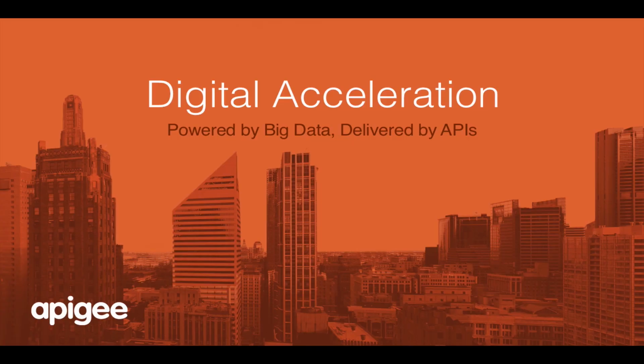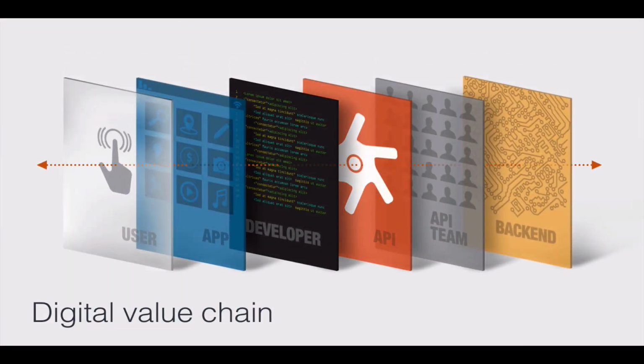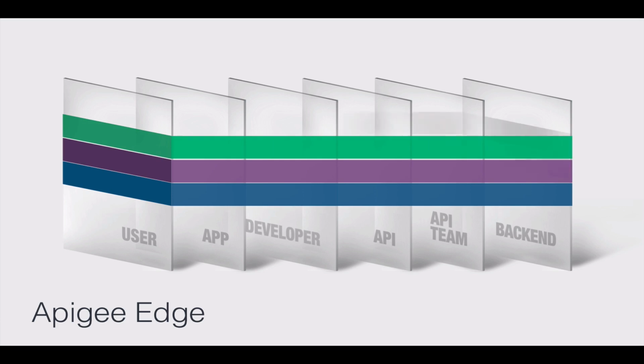Apigee enables customers to accelerate their digital businesses powered by big data and delivered by APIs. We enable customers to look at their digital businesses as a digital value chain, starting with the user on the left all the way to the back end on the right. From a product standpoint, Apigee Edge provides analytics services, developer services, and API services that enables customers to accelerate their digital businesses.